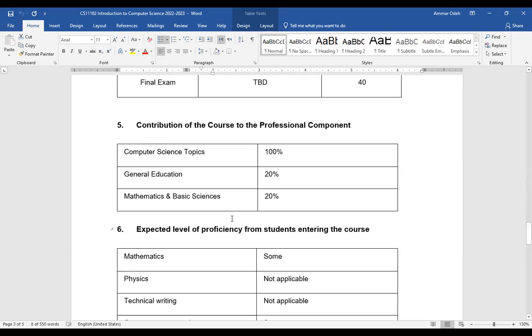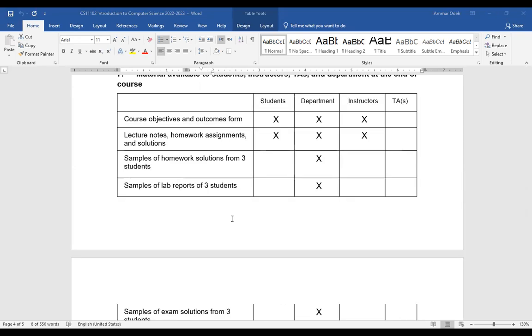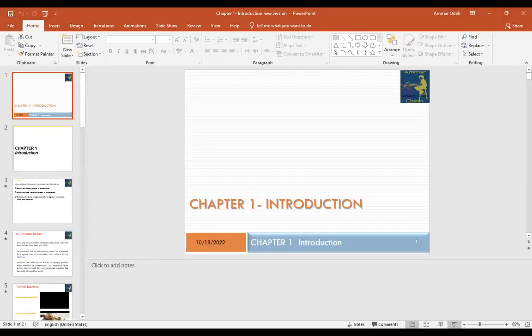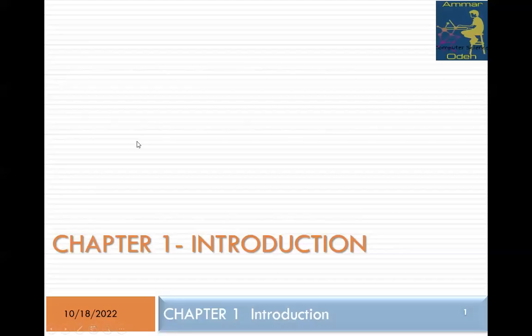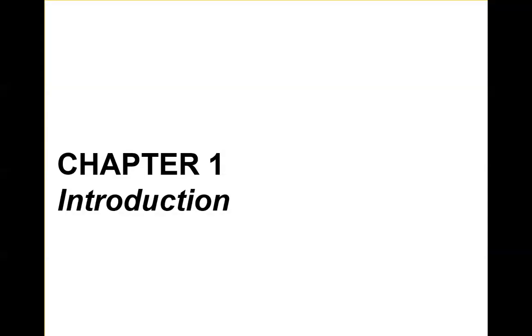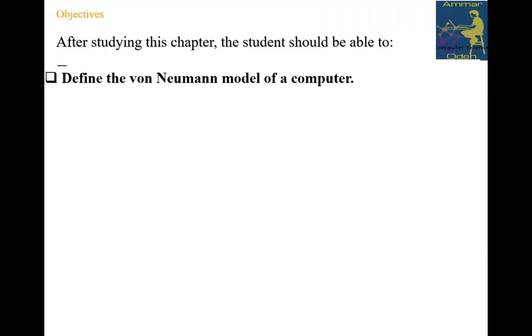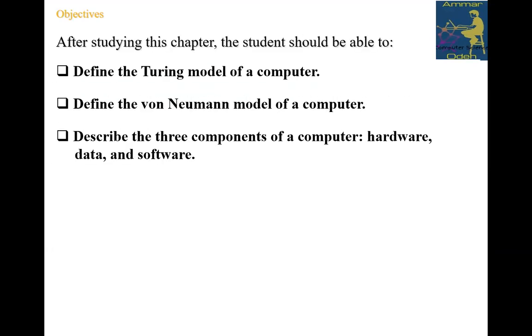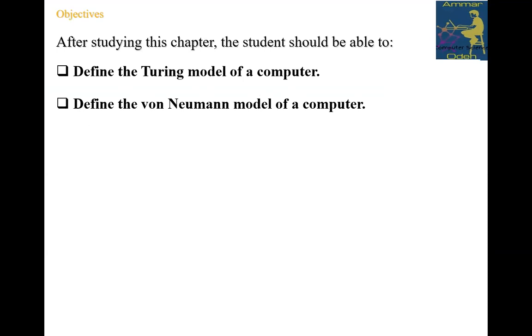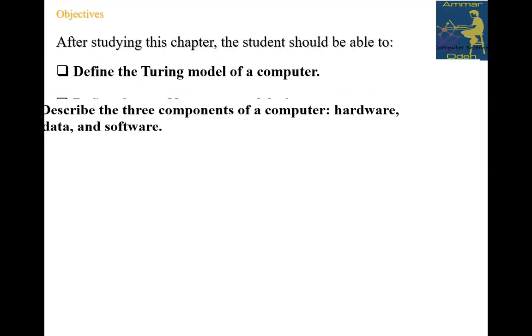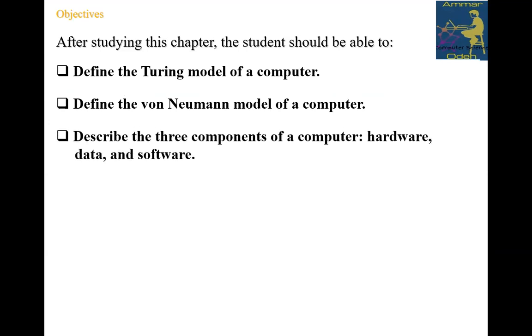And today we're going to start with the first chapter. So the first chapter is the introduction to this topic, and it consists of the following objectives for the students. In this chapter, we will discuss the Turing model and the Von Neumann model. Then we will describe the 3 main components of a computer, which are hardware, data, and software.